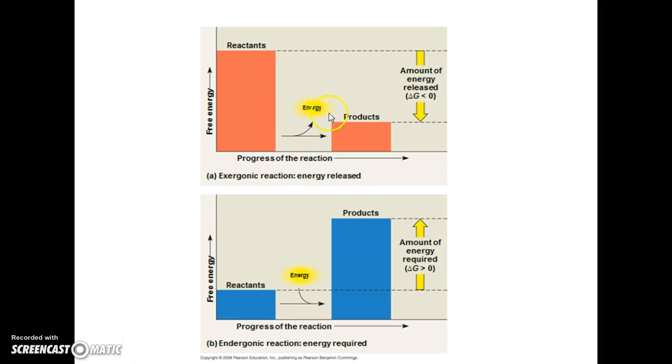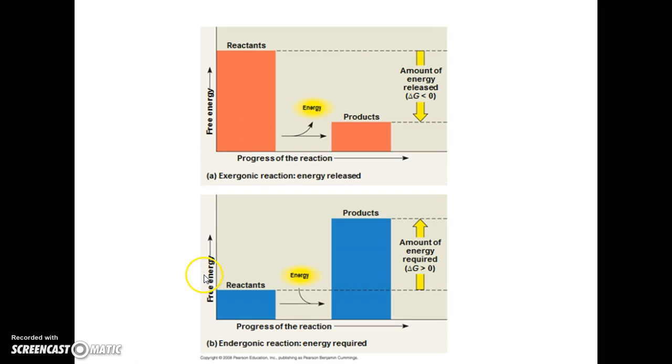When we see something like this happen and energy is released to the system, recall that is an exergonic reaction, and generally this energy is lost in the form of heat. So if you touch something and it's hot, it's going through an exergonic reaction.